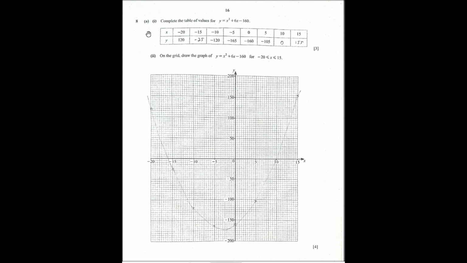Question 8a. Complete the table of values y is equal to x squared plus 6x minus 160. So just substitute your x value that they have given. In this case, they substitute 10 into your x in this equation, key them into your calculator, and you get your y value. And using this information, plot your graph, and you should get a graph that looks something like this.